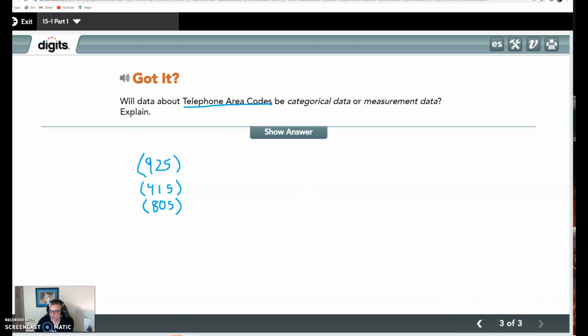So this is absolutely categorical data. These are just placeholders for names. We could call this the Fred area code, the Bill, and the Susie, right? This 925 doesn't mean this is the biggest number, so it's the biggest area code, or it has the most people. This one for San Francisco probably has more people. So the number really means nothing. It's just a name. So this is absolutely categorical data.